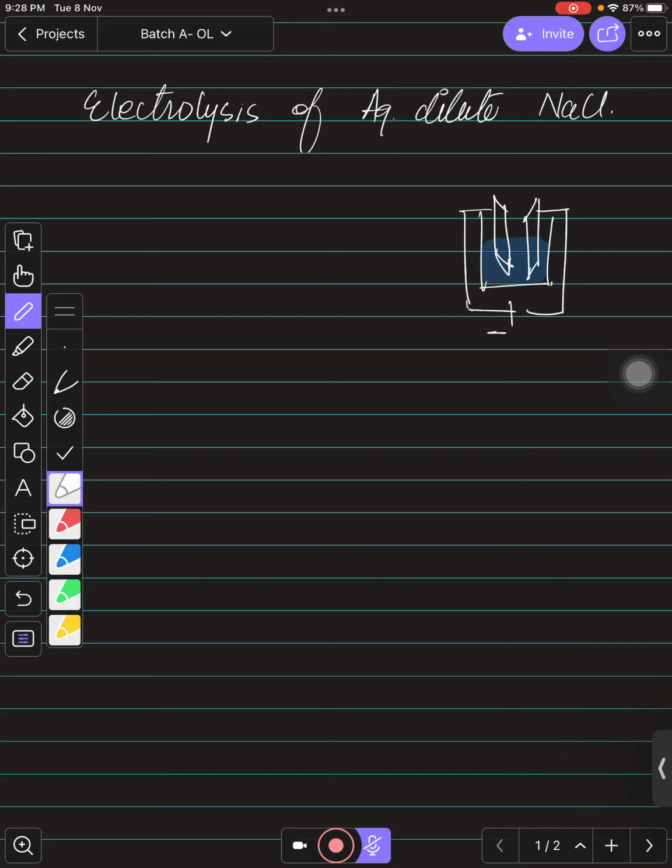One is negative and one is positive, right? So the positive one is the anode and the negative one is the cathode, right? Now, what about the ions? The ions are the same. We have sodium chloride, so sodium ions and chloride ions are there, and we have water as well, so hydrogen ions and hydroxide ions are there, right?